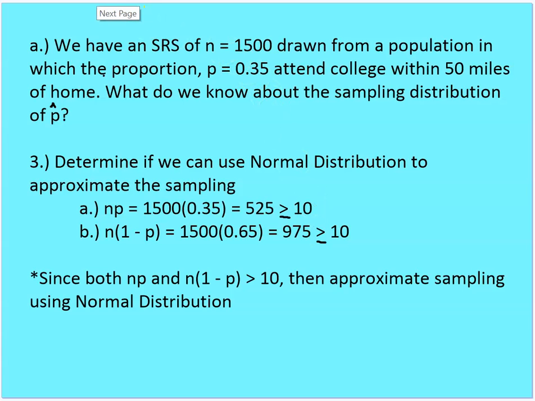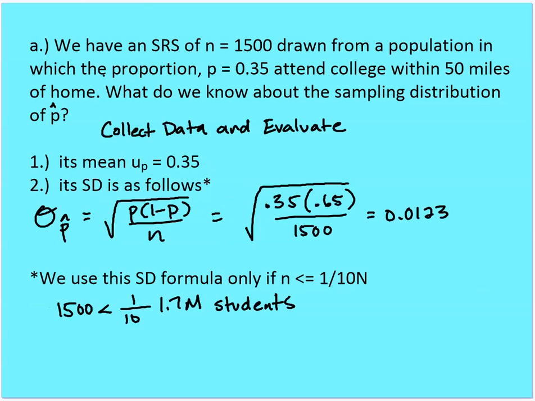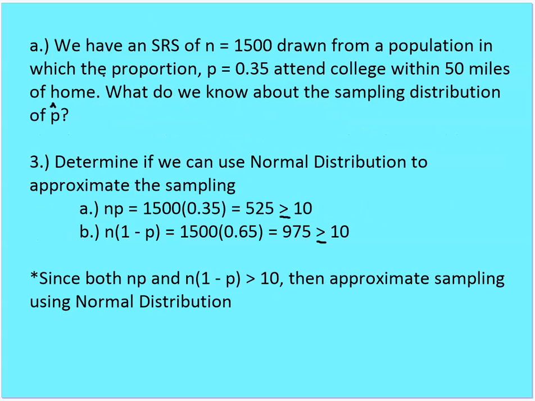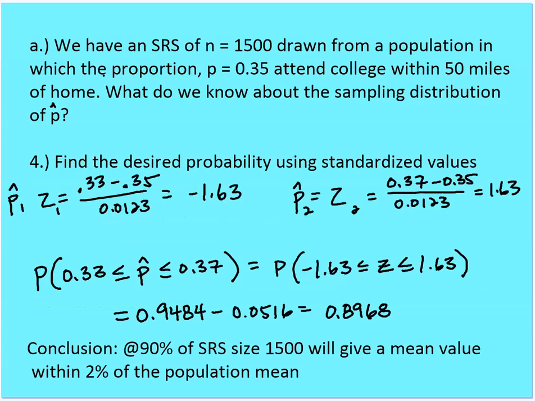All right, so now because the conditions are met, we've evaluated both the 10% rule and the approximately normal distribution rule. We can evaluate the requirement, which is to see what percent of the SRS will give a result within 2 percentage points of the true value. Okay, so conditions are met. We've evaluated the standard deviation. We have a mean. And so now we're going to find the desired probability using standardized values.